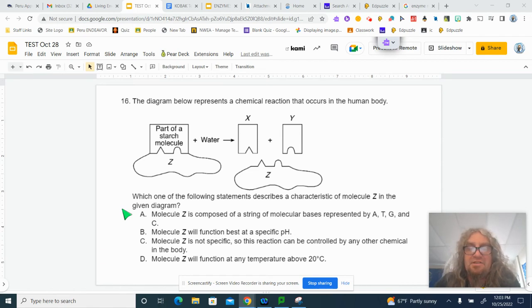A, molecule Z is composed of a string of molecular bases represented by A, T, G, and C. B, molecule Z will function at best at a specific pH. C, molecule Z is not specific, so this reaction can be controlled by any other chemical in the body. Or D, molecule Z will function at any temperature above 20 degrees Celsius.